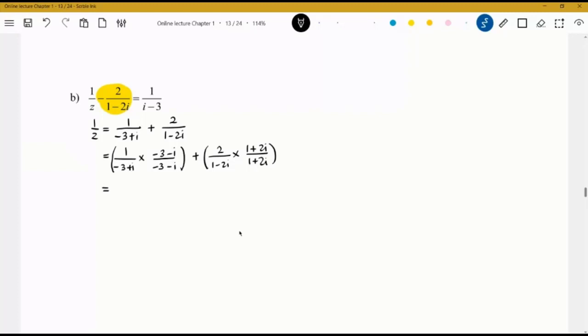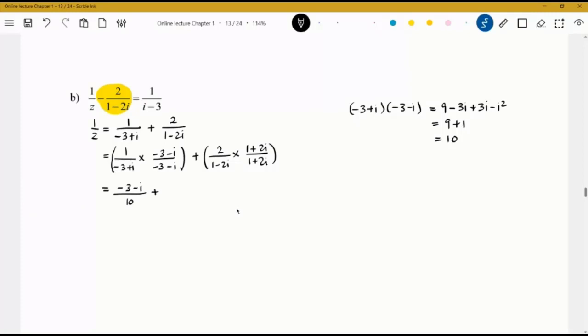So on the upper part there's no problem. The upper part can directly simplify, it is negative 3 minus I. For the down part, negative 3 plus I times negative 3 minus I. So we're going to have negative 3 times negative 3, we get positive 9. So negative 3I plus 3I. So end up, the last and the last is negative I squared. So it'll be 9 plus 1, we end up with 10. So the first fraction's denominator is 10.